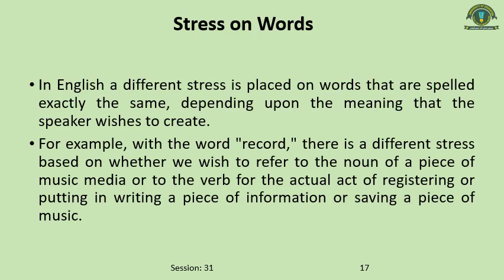For example, the stress system. One word, two pronunciations. But remember, there is a formula. There are rules. When I say subject, that means the word I'm using is a noun. And when I'm pronouncing the same word as subject, that means I'm using this word as a verb. Alright? For example, with the word record, there is a different stress based on whether we wish to refer to the noun of a piece of music media or to the verb for the actual act of registering or putting in writing a piece of information or saving a piece of music.